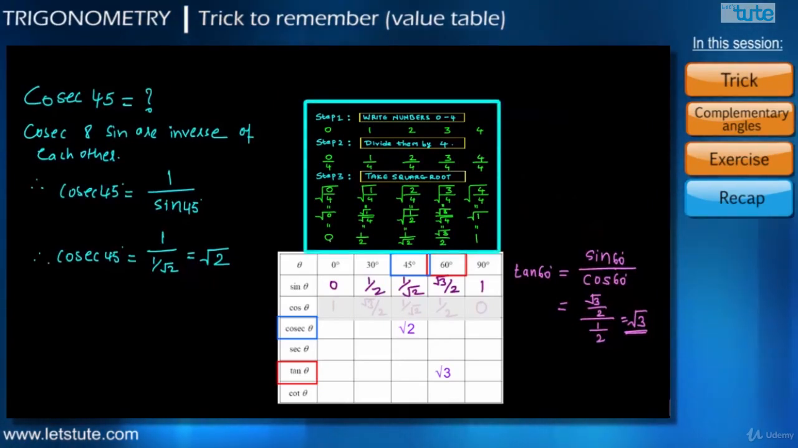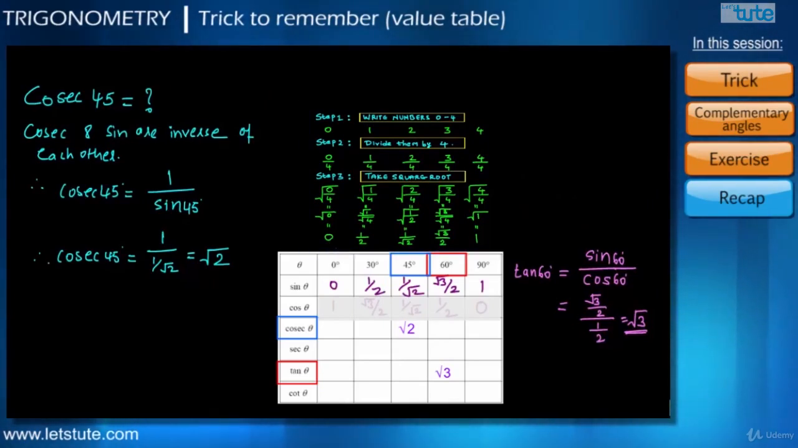So I hope you understood this session, and as we have discussed, in the next session we will learn the derivation of this value table. So that's all for now. Let's have a recap.